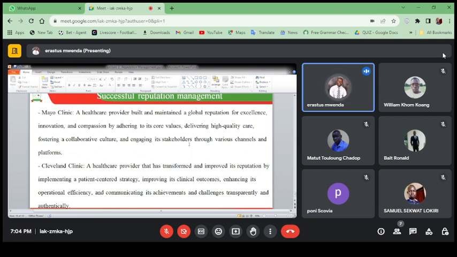So for them to reach there, like you have just said at the systems theory slide, they must have had all activities around them interrelated, and all of them working. So they have been able to stand out in terms of excellence and innovation, adhere to their core values, deliver very high quality care, and foster a collaborative culture. So that's what we could say is a successful reputation, an example of this organization we call Mayo Clinic.